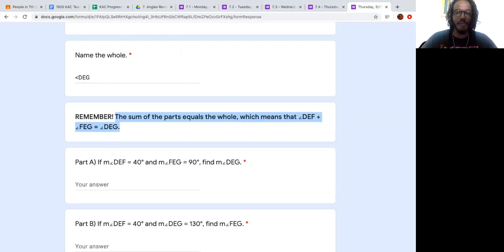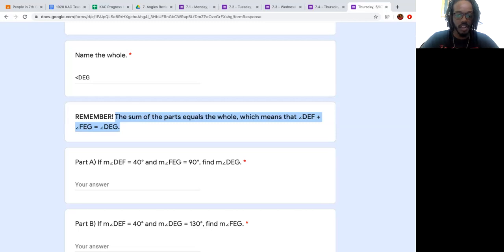Look at that, still got the workout from yesterday. If you needed it, there it is. And it's gone. All right. Keep in mind, the sum of the parts equals the whole, which means that DEF plus FEG equals DEG. Now, I'm going to show you guys a cool little magic trick. We're going to keep that formula at the top as we answer the rest of these questions.